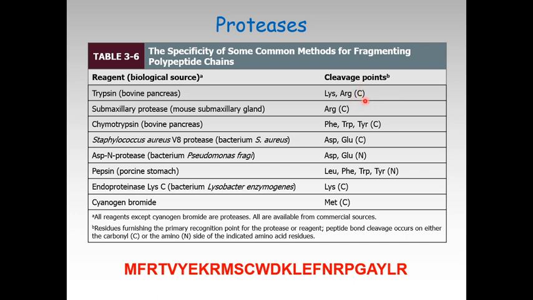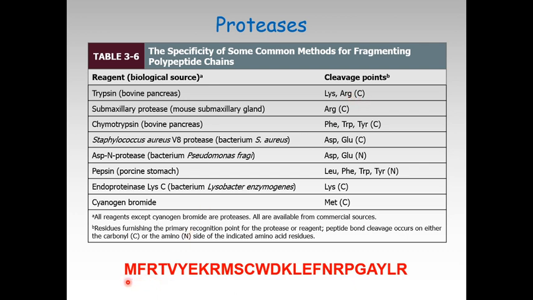In brackets, it's written C. This means that these proteases cleave at the C terminus of these amino acids. Let's look at an example. If you look at the peptide sequence shown below, and you use trypsin to cleave this peptide, trypsin would cleave either lysine or arginine at the C terminus.